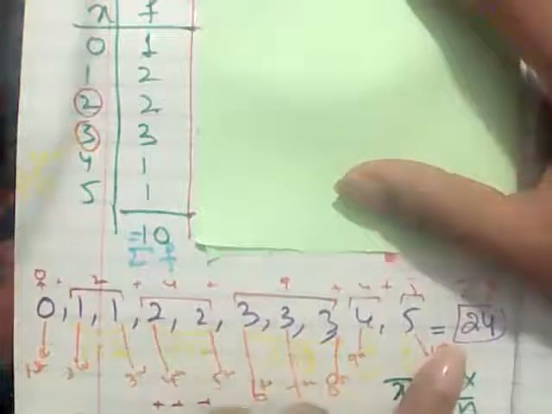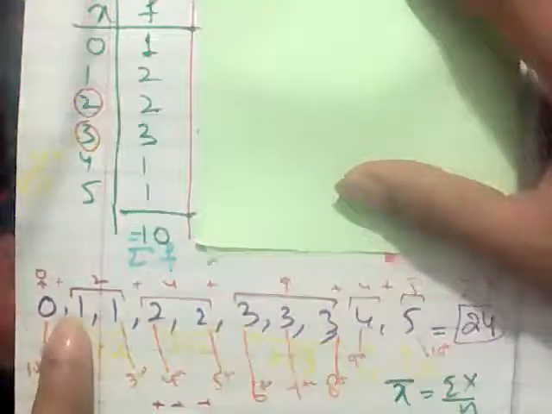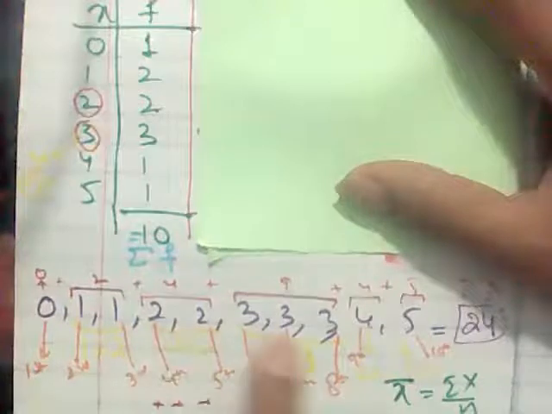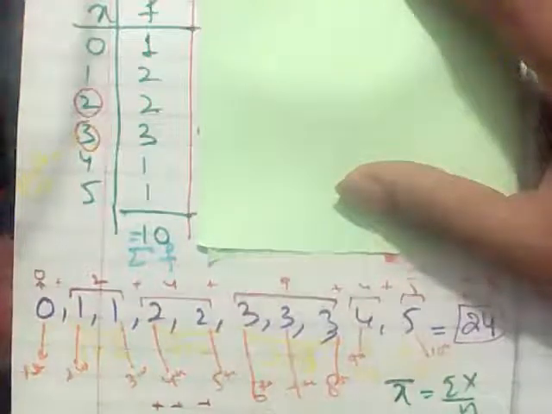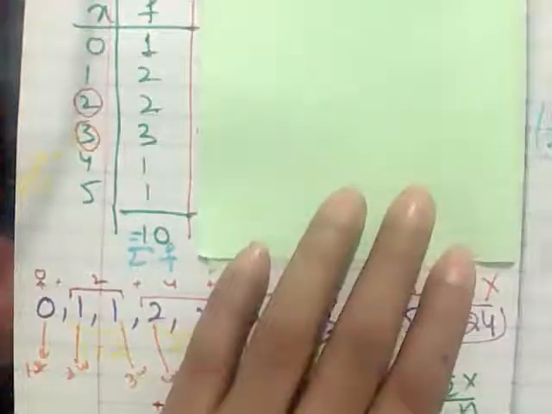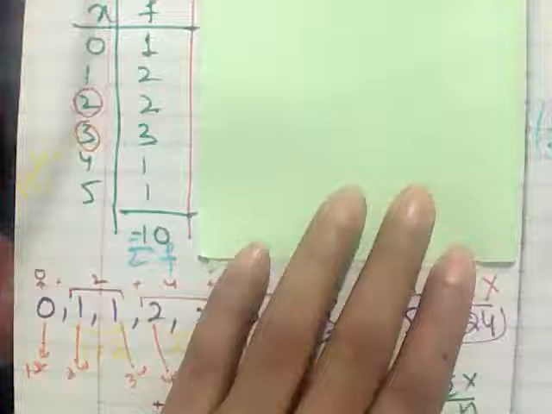How we found the mean: 0 plus 1 plus 1 plus 2 plus 2 plus 3, 3, 3, 4, 5. We did all this to find out the mean. Alright, let's do one thing.